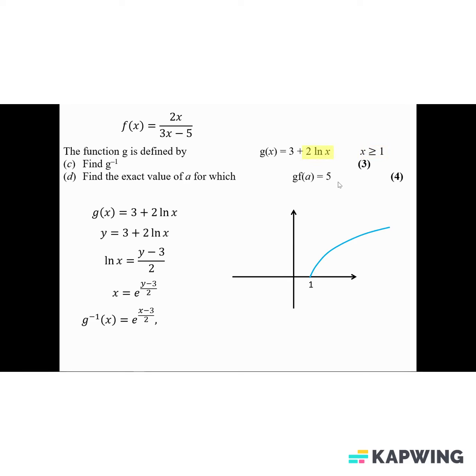We do 2 ln x, well, that will double the y values. And then when we add 3 to it, we'll move it up by 3. So the range of g is greater than or equal to 3. And that's the domain of the inverse function. So x is greater than or equal to 3.